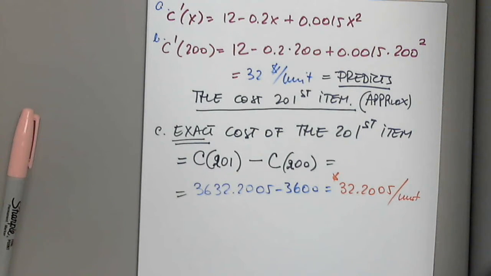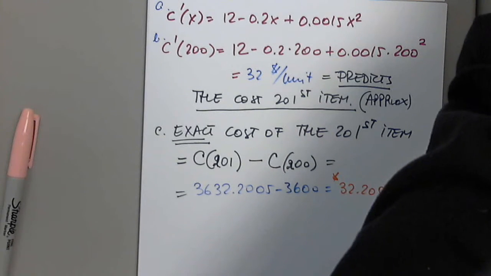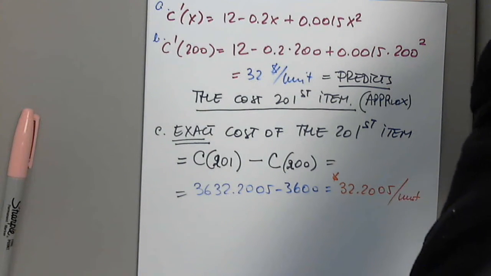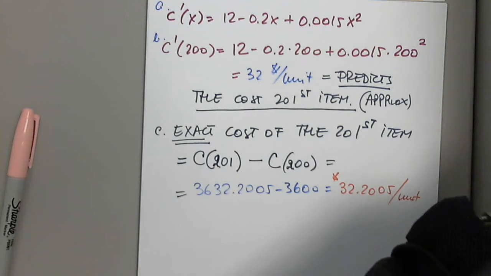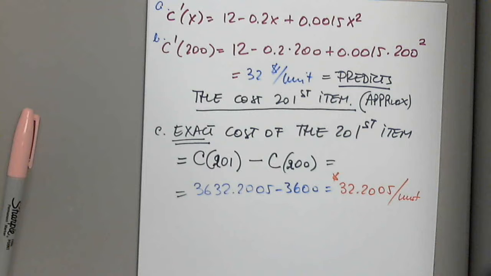Any questions? Can I see the formula you put in there? Yes, it's the cost function, which was given to us as 1200, unless I copied something else, plus 12x minus 0.1x squared plus 0.0005x cubed. Is this okay?